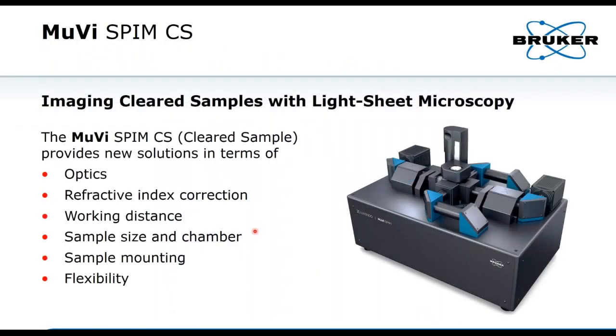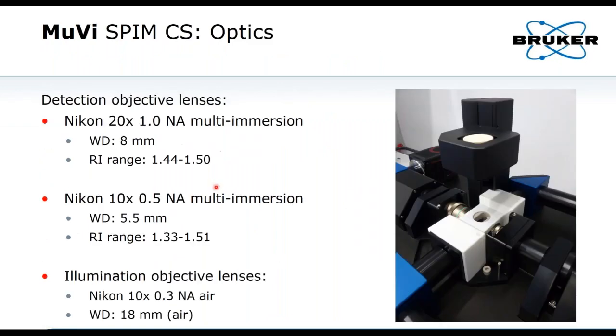So as I said, we address all these issues in a way that we use Nikon objective lenses, either a 20x 1.0 NA multi-immersion lens with a working distance of 8 millimeters, covering a refractive index range from 1.44 to 1.50, or a Nikon 10x 0.5 NA lens with a working distance of 5.5 millimeters at a refractive index range of 1.33 to 1.51. So while these two lenses cover a very broad range of refractive indices, they still have a very high resolution and they have a very good chromatic correction. So these are really great objective lenses.